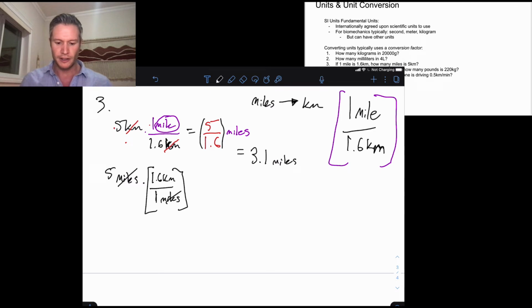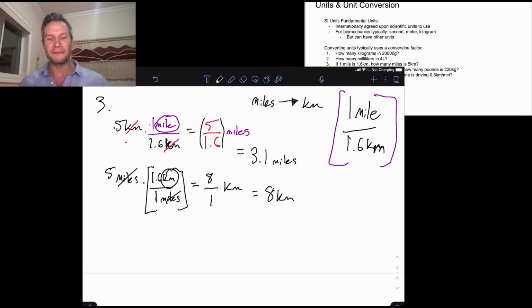So that equals 8. And then on the bottom is 1, and then the only units left over is kilometers. And then when we simplify that, that's of course 8 kilometers. See, it's okay to make mistakes. It'll happen. Okay, great. And that's it. So that's how that works.